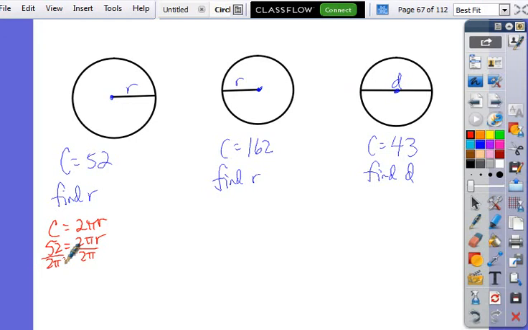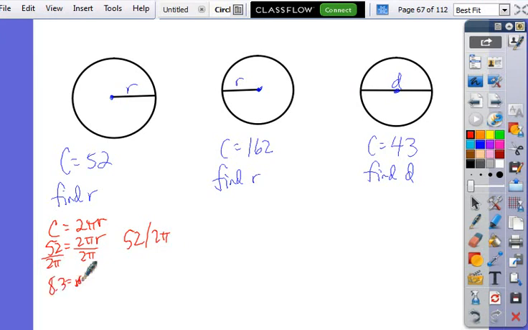Now do it as a fraction. If you type 52 divided by 2 pi without the parentheses, that's going to be wrong every time. So that would be my r.